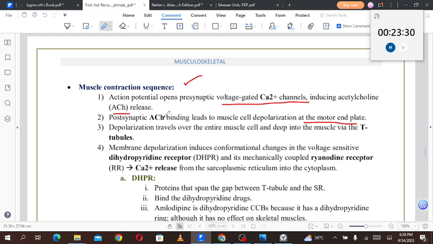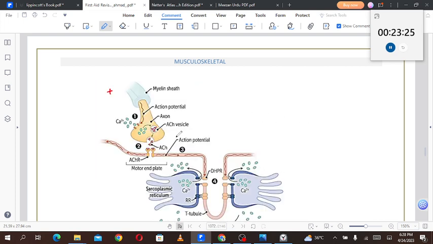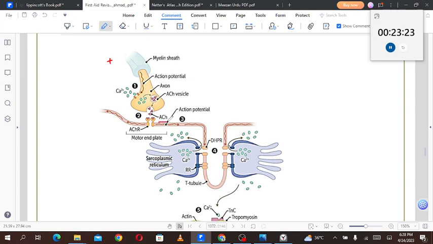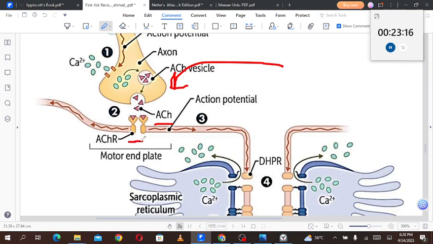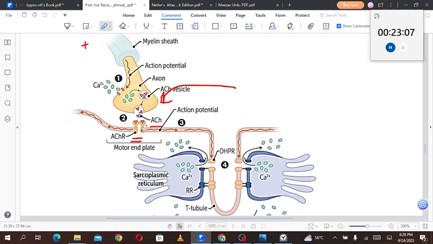Okay, so the post-synaptic acetylcholine binding leads to the muscle cell depolarization at the motor end plate. So when the acetylcholine is released from here, it will bind to the acetylcholine receptors, which are the nicotinic type of receptors, which are channels, the sodium channels. These acetylcholine receptors will bind the acetylcholine, and then the action potential will spread across the sarcolemma of the myocytes. Now here you can see the sarcolemma is traveling down the tubule as well, but we'll see that in the next point.